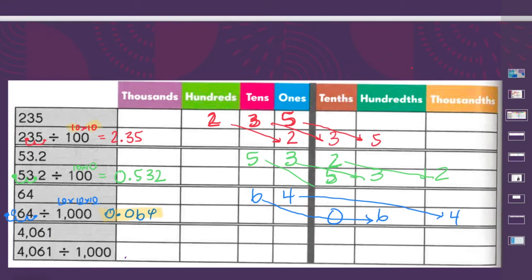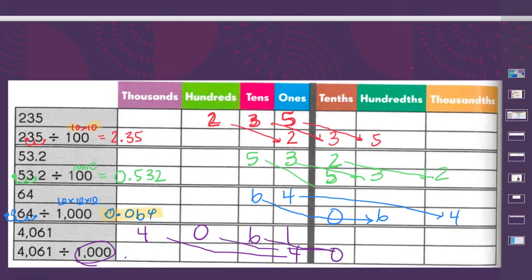And the last one on this chart, 4,061. If we build it in our place value chart, that's 4 thousands, 0 hundreds, 6 tens, and 1 one. We're going to divide by 1,000. So remember that when dividing by 1,000, each digit will be 1,000ths of its value. So if we look at the thousands place, we're going to be moving that in our place value 3 place values to the right. So 1, 2, 3. Same with the 0. 1, 2, 3.